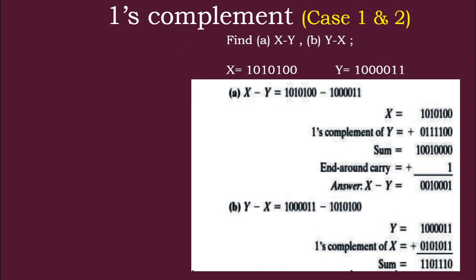Okay, so now, coming to the ones complement number case 1 and case 2, we are asked to find x minus y and y minus x. So the x value is 1010100 and the y value is 14011. So first case, x minus y: here x is greater and y is smaller. So x minus y is the normal subtraction where we get the positive answer. Now you write x as it is, and for the negative number y take the ones complement, because we are using the ones complement subtraction.